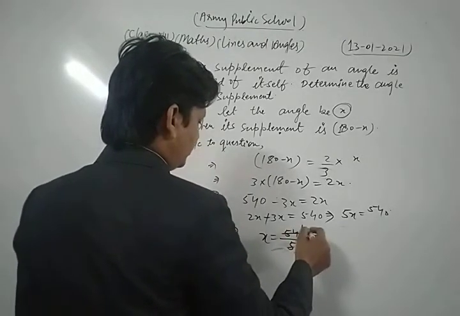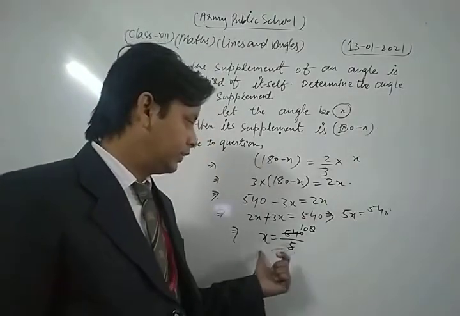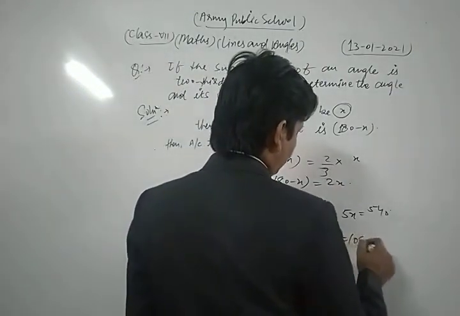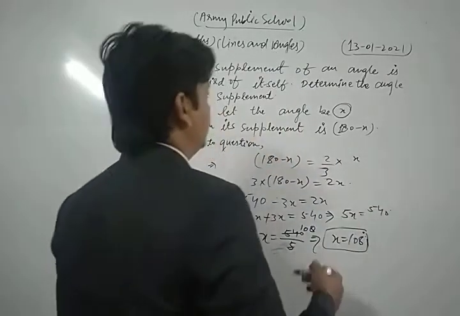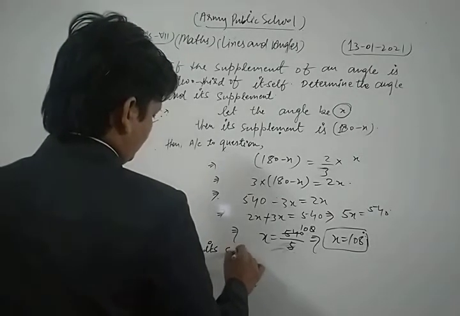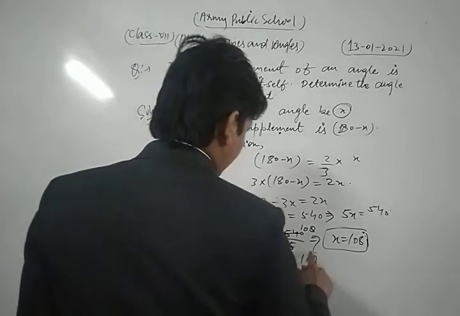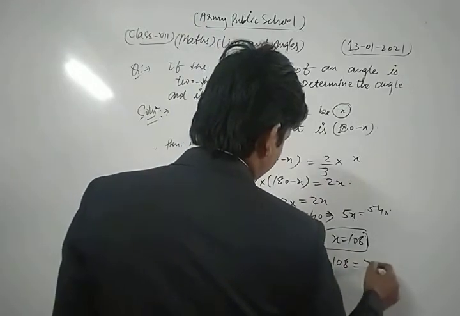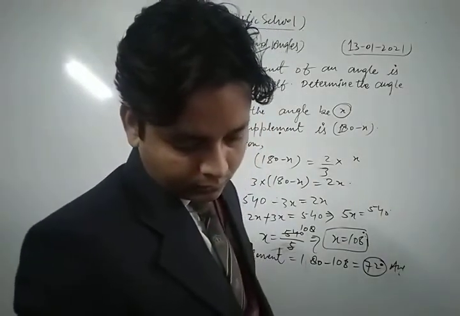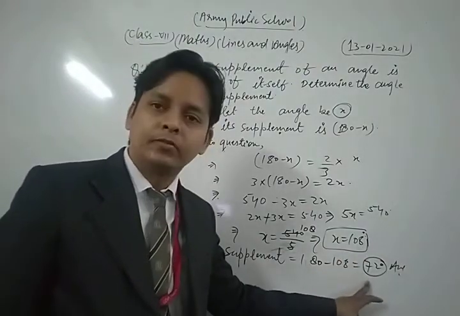5 ones are 5, 5 zeros, 5 at the 40. Thus in this way the value of x is 108. Thus the value of x is 108 degrees. Now its supplement will be 180 minus 108, that is 72 degrees. So this is our required solution of the given question. This is the required angle and this is its supplement.